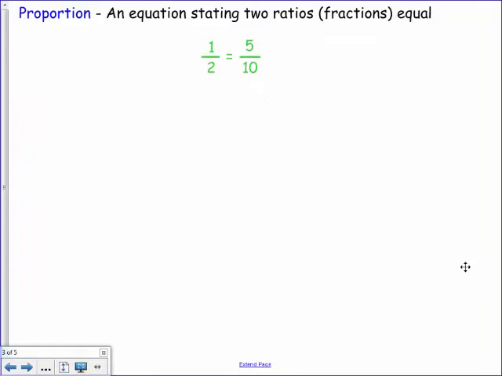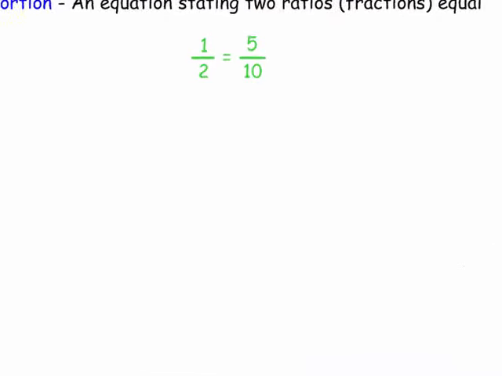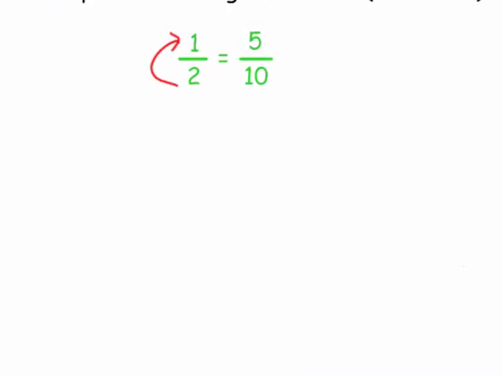All right, now let's get to our proportional thinking. A proportion is basically taking two ratios or two fractions and setting them equal. So 1/2 equals 5/10. Those are two equivalent fractions. And just think, when this is set up, the 1 kind of matches with the 2 and the 5 with the 10. Same thing looking across: the 1 matches up with the 5 and the 2 with the 10.